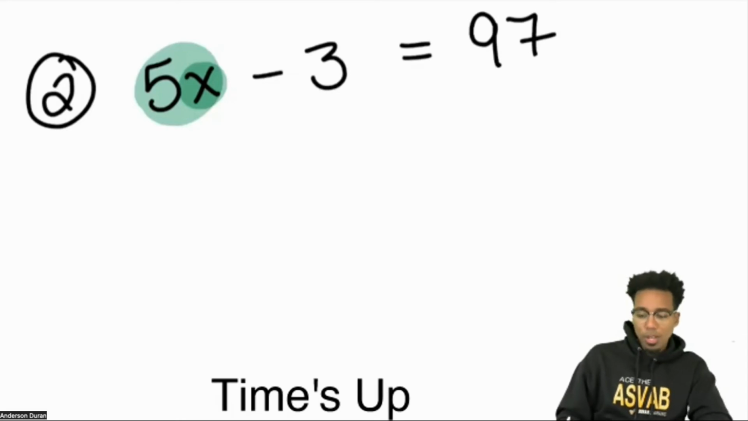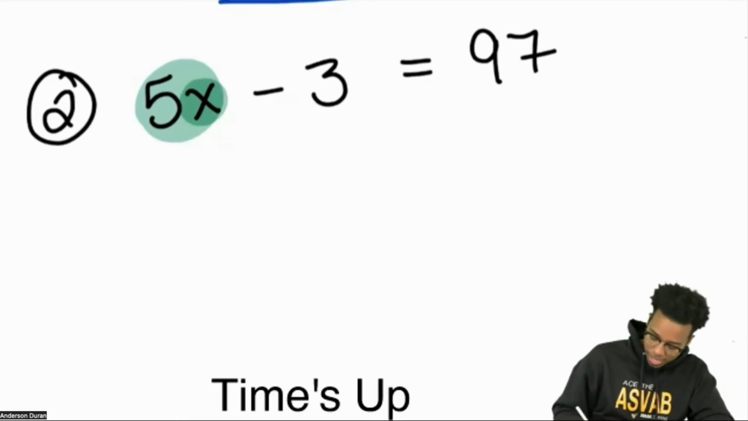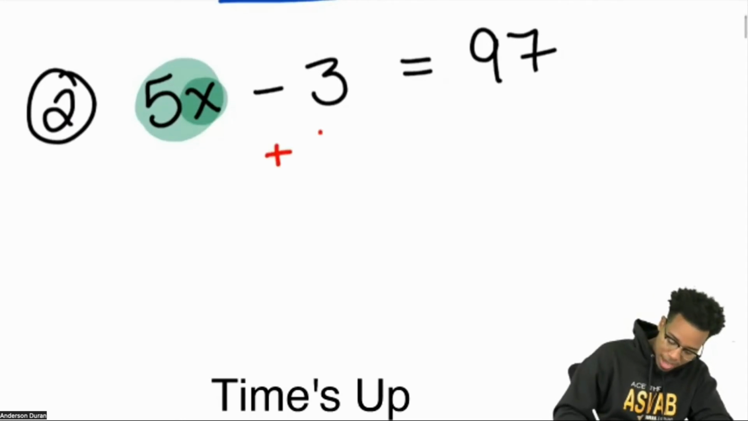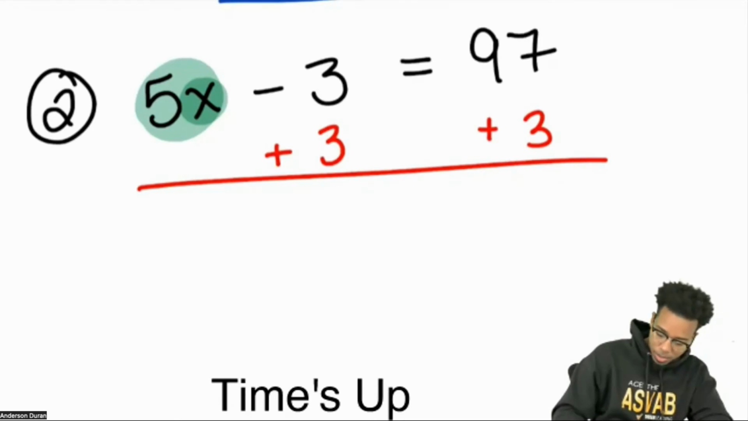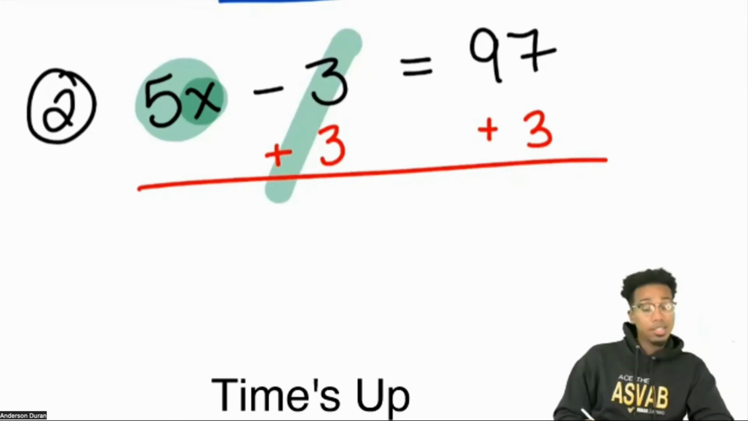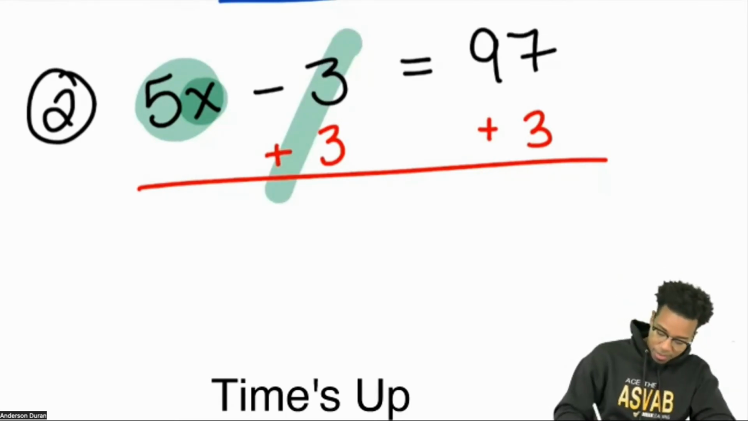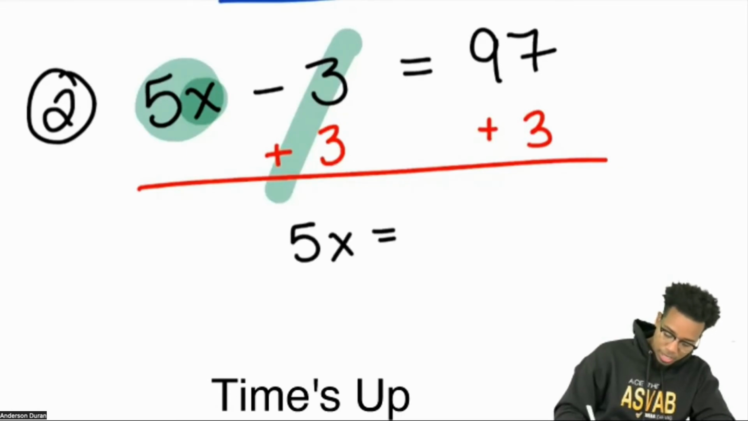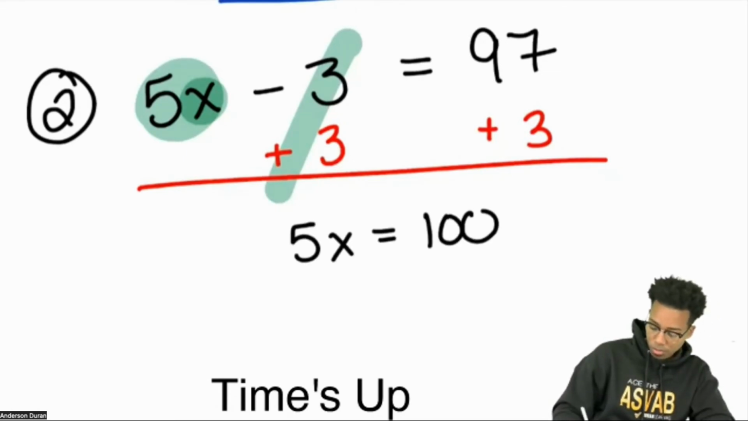Right, we add 3 on both sides to get rid of that. Exactly. So once we do that, if we add 3 to both sides, we end up getting what? So that's going to cancel out, leaving us with 5x equals 97 plus 3. That's going to be 100.